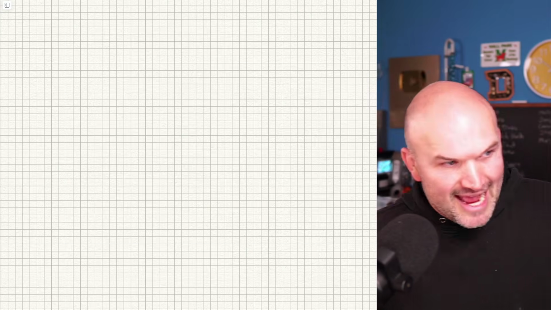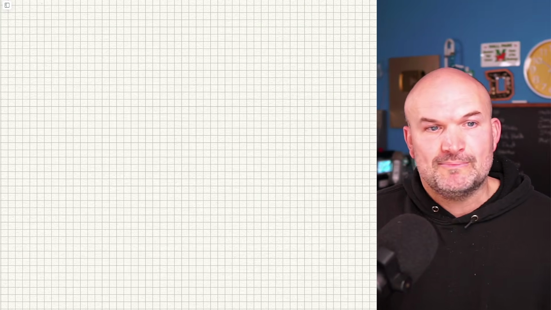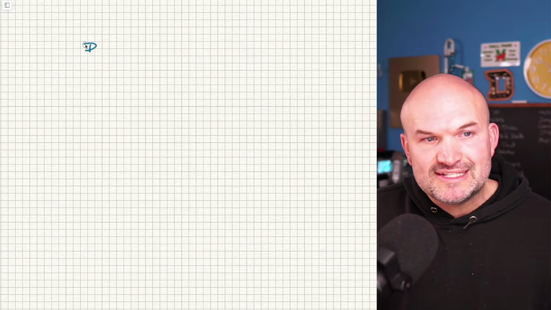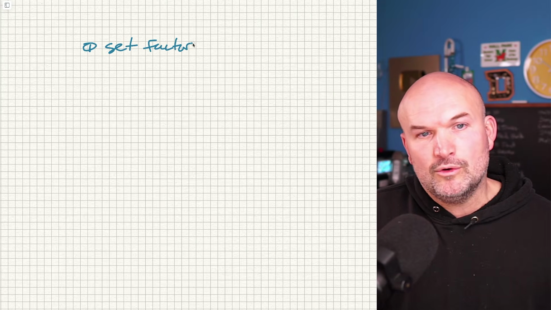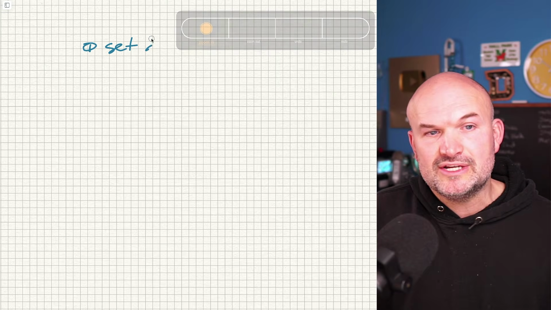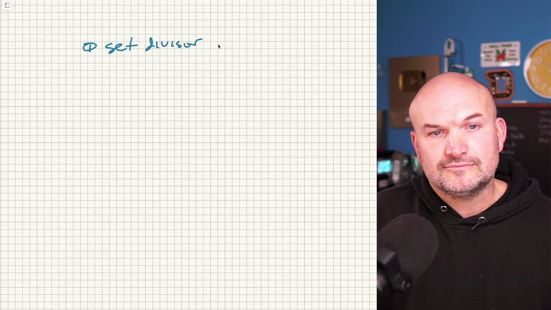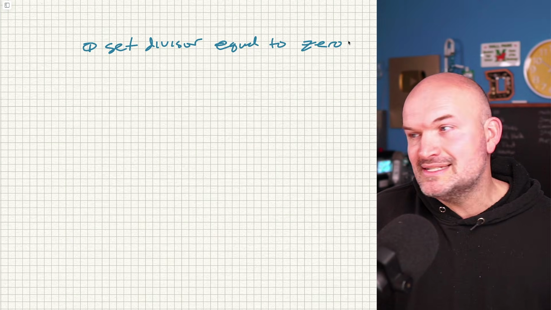Exactly the process that I say, hey guys, make sure you follow this tip when you are working through synthetic division. The first one is to always set your factor equal to 0. So set your factor, or set your divisor equal to 0, okay? Equal to 0. Now, why is that the case?